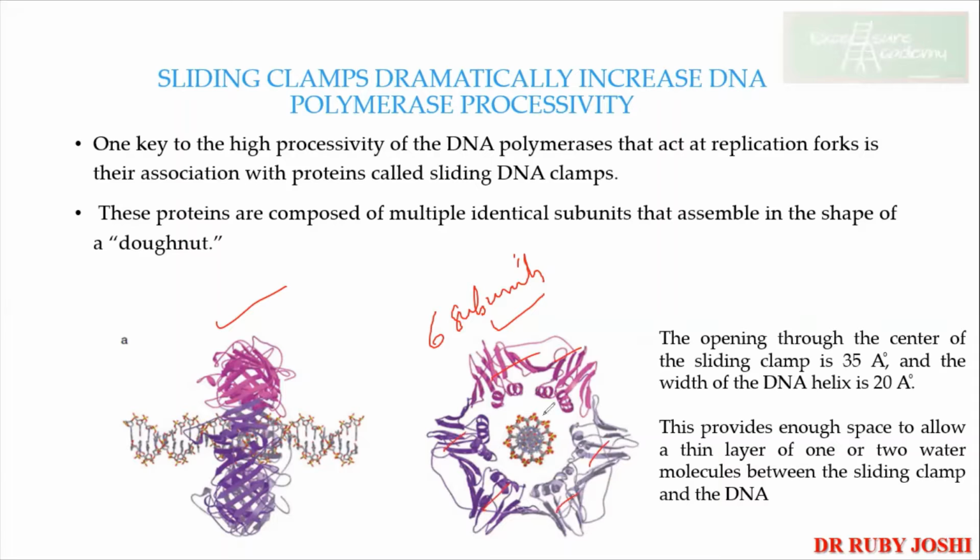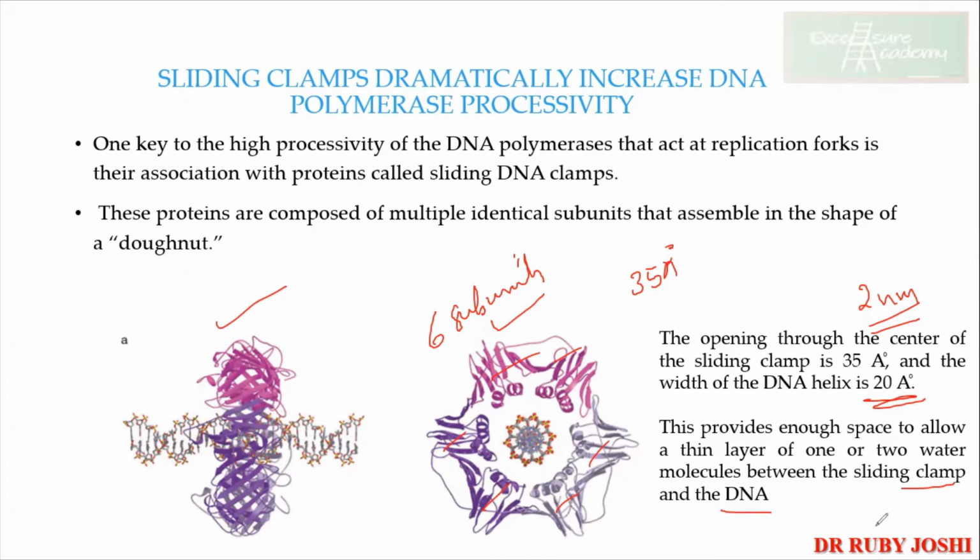And at the center you have your DNA. The gap around this is around 35 angstroms, and the total diameter of the DNA is around 20 angstroms, or 2 nanometers. Don't get confused by the numbers. In a few reference books the total diameter of the DNA is given as 2 nanometers, or you can also say it is 20 angstroms. So there is inner space for a thin layer of 1 or 2 water molecules to be present between the sliding clamp and the DNA.